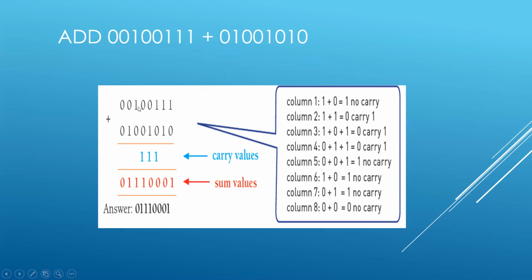And then in the next, sixth column, it is 1 plus 0. The answer is 1. The seventh column is going to be 0 plus 1. The answer is 1. And the last column is 0 plus 0, and you get the answer of 0. So in this manner, this is your sum value.